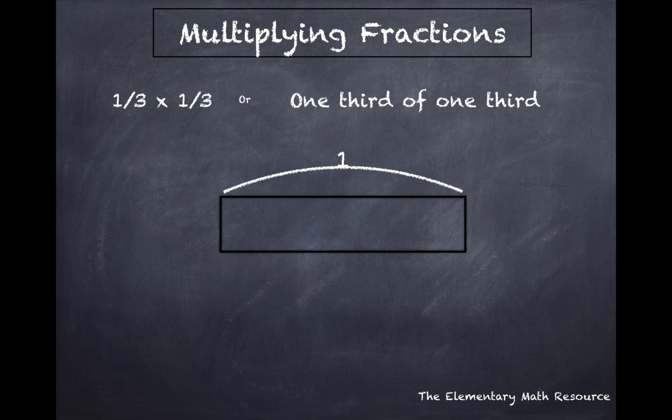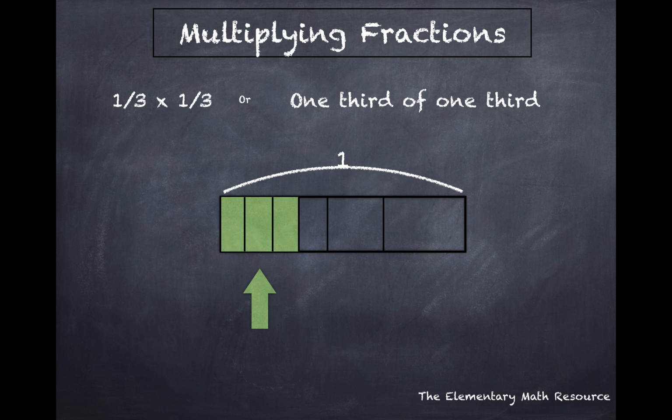So this rectangle will represent 1. Since I'm looking at thirds, I'm going to partition this rectangle into 3 pieces. And now I'm going to shade in 1, so it's representing 1/3. We need to find out, well, what is 1/3 of that third? So we'll partition that third into 3.